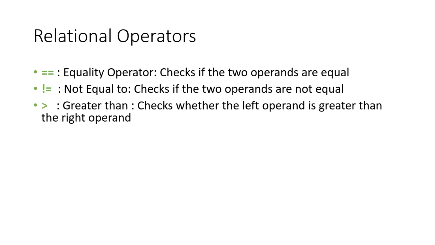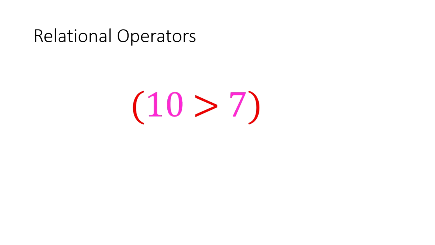The greater than sign checks if the left operand is greater than the right operand. If it is, it returns a true, else returns a false. In this example, 10 is greater than 7, thus it returns a true. In this example, 10 and 10 are equal. This means that the left operand is not greater than the right operand. Therefore, this returns a false.